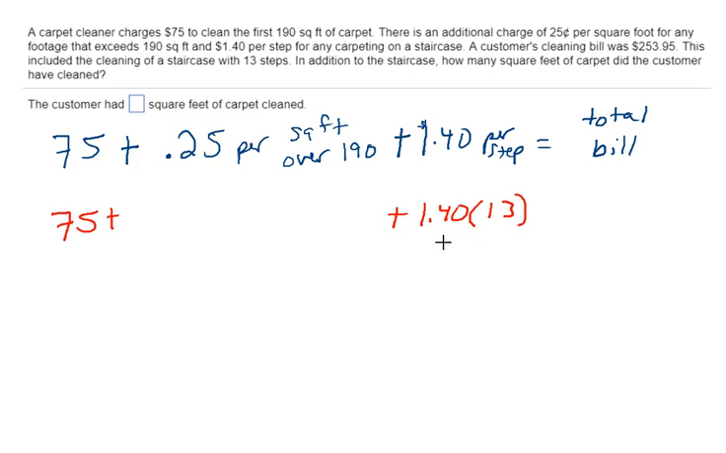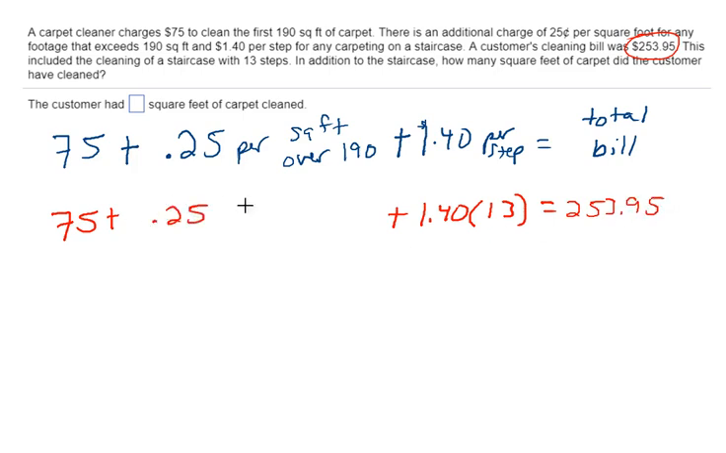So to determine the total amount they have to pay for the steps, you multiply $1.40 times the number of steps that they have. We don't need a variable for the bill because we know how much their bill was. It was $253.95. So the only thing we don't know is this.